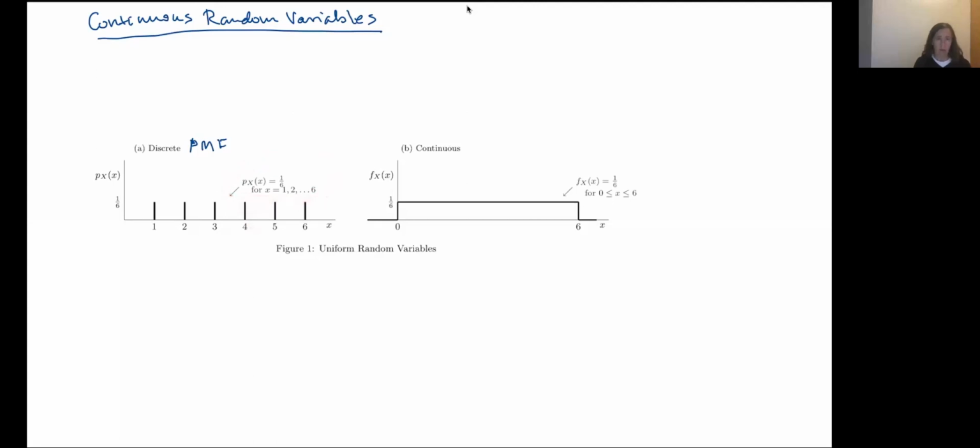Okay, so let's now think about how to make that continuous. The idea here is that now x can take any real value on this interval between 0 and 6. So it can be any of those integer values, but it could be 1.5, it could be pi, it could be the square root of 2. All these real numbers are possible outcomes for the continuous uniform random variable x.